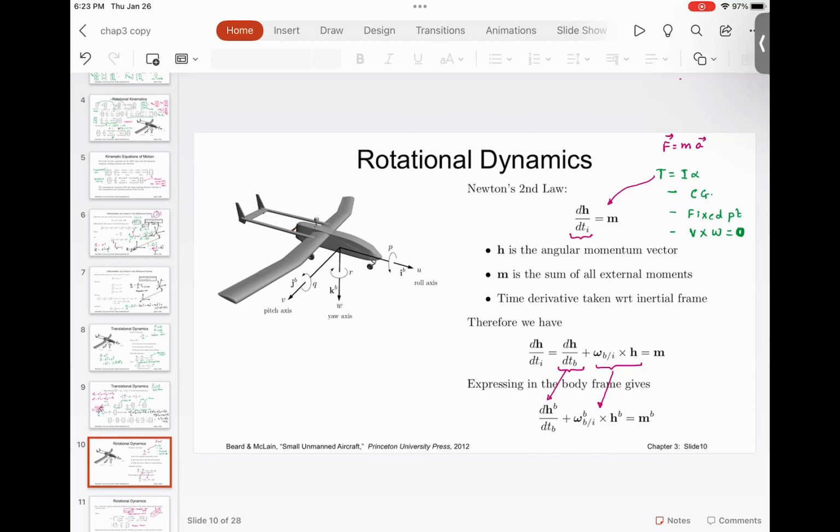And unfortunately, this is not emphasized when we study undergraduate dynamics or even graduate dynamics. But please try to understand this point is very, very important. You cannot arbitrarily apply T is equal to I alpha. Okay.